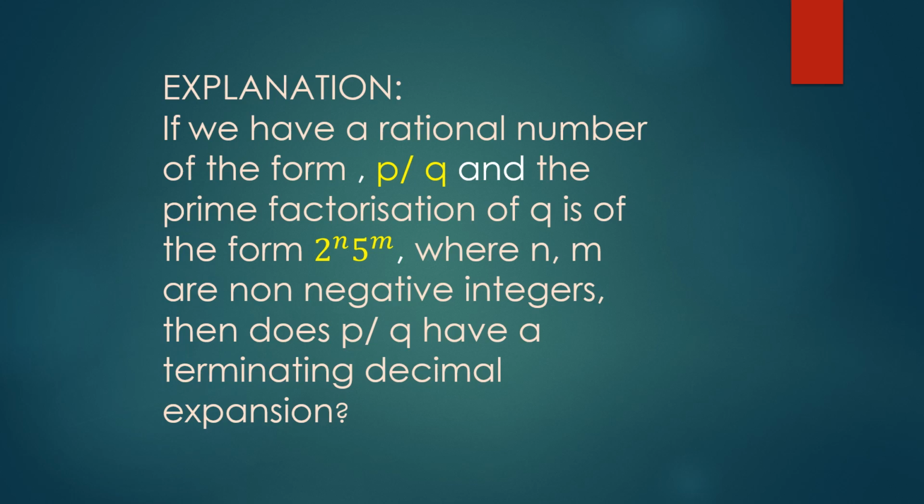So when the denominator is of the form 2 power n and 5 power m, it means it is in the form of 10, 100, multiples of 10. Right? So our focus will be on the denominator. If it is a multiple of 10, then it will have a terminating decimal expansion. Let me again explain you with more examples.